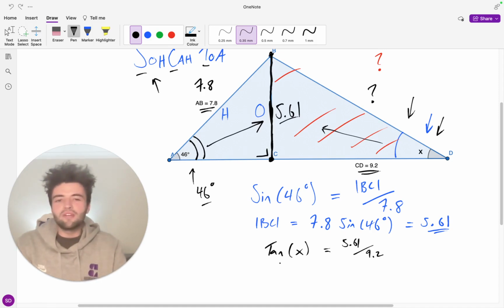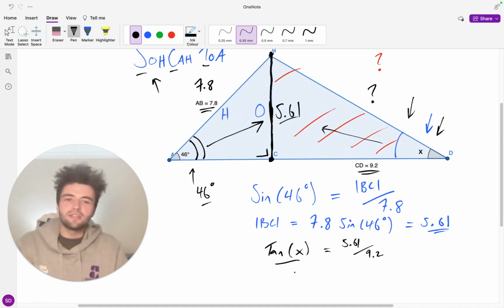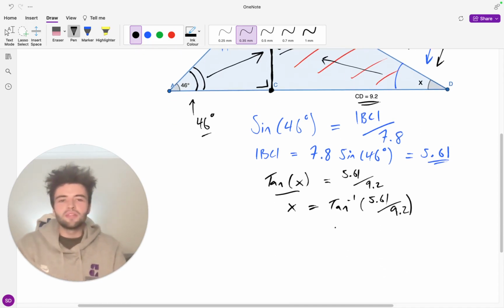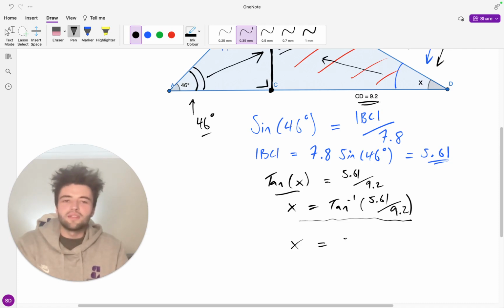Of course, we want to get rid of this tan on the left hand side. So what we can do is take the tan inverse of both sides, or move our tan over to the right hand side. That means we have x is equal to the tan inverse of 5.61 divided by 9.2. Now we can simply plug this into the calculator to find the value of our angle x. The size of this angle is going to be 31.37 degrees. So that's to two decimal places, and that is going to be it for this video.